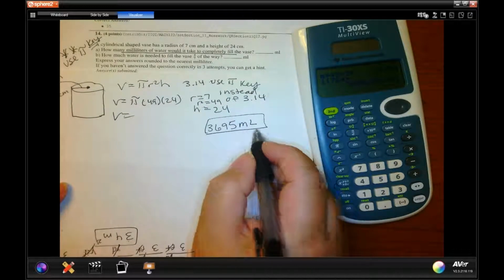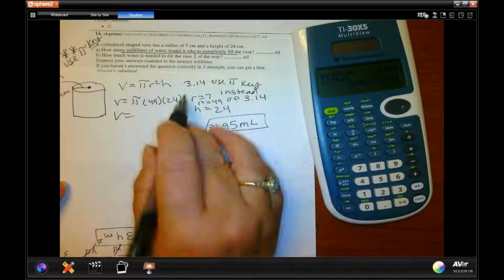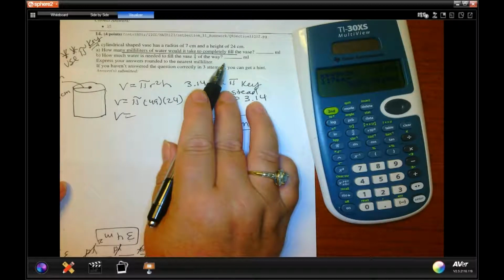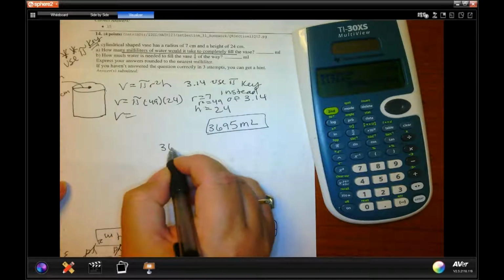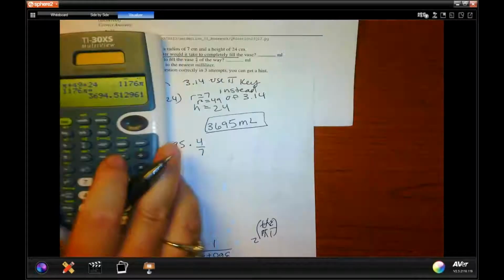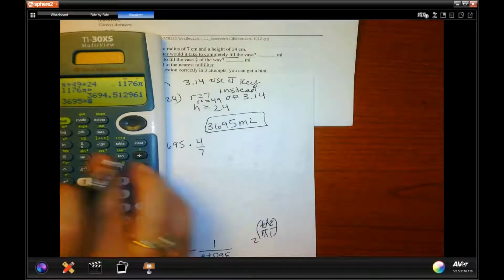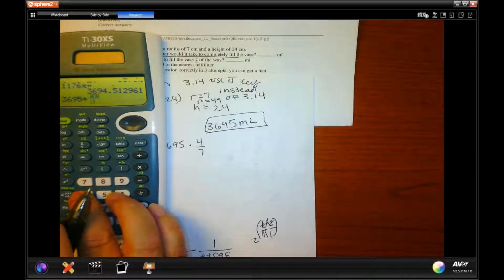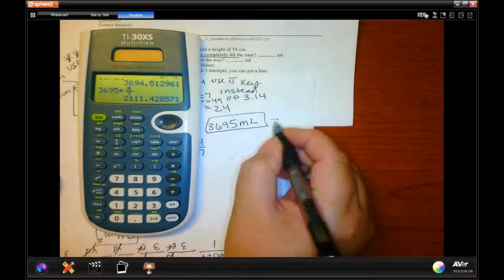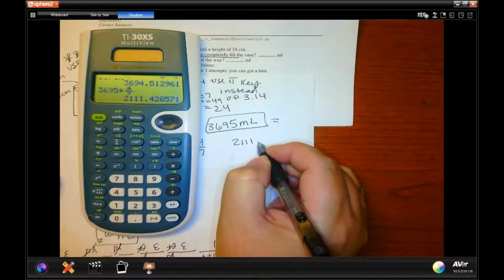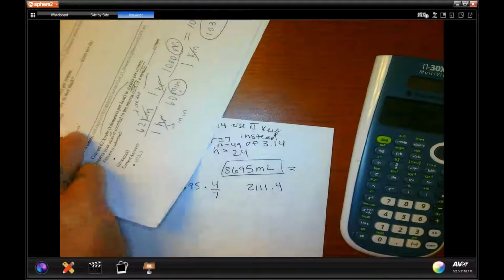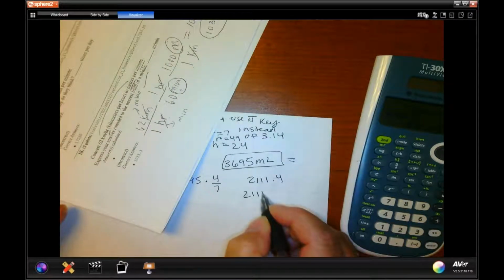The next one is how much water is needed to fill the vase 4/7 of the way. We take 3695 times 4/7. I'm just using my fraction key. And I get, to the nearest milliliter, 2111.